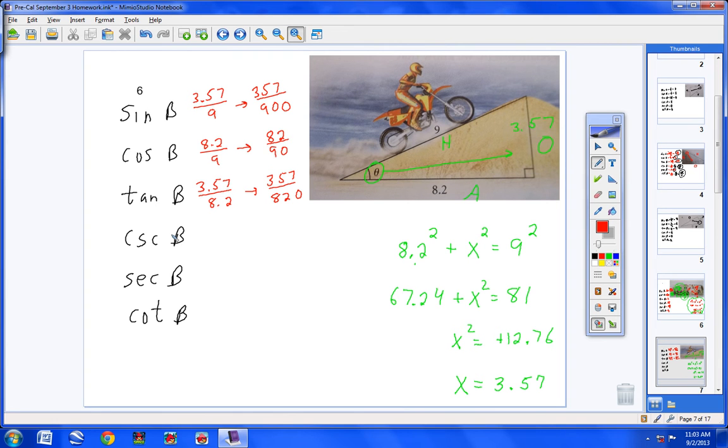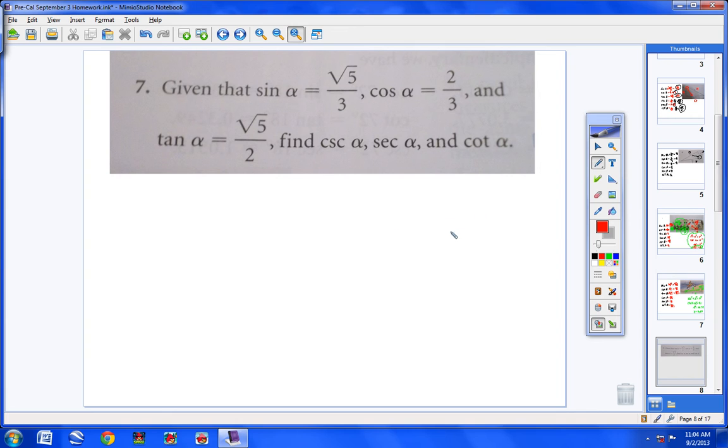And now the rest falls into place pretty nicely because we know we have inverses. So cosecant of b, the inverse would be 900 over 357. The secant of b would be an inverse of cosine, so 90 over 82. And I know that's reducible. I'm not going to worry about it. The cotangent is the inverse of tangent, so 820 over 357. Very cool. Moving on. All right. This one here should be pretty simple.